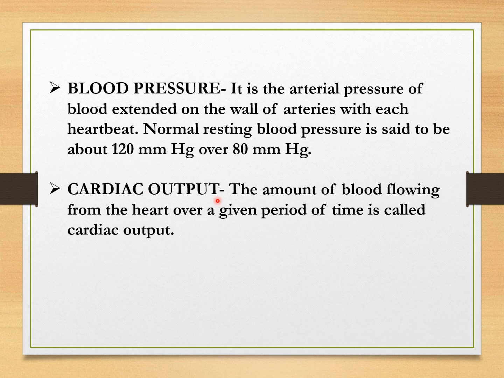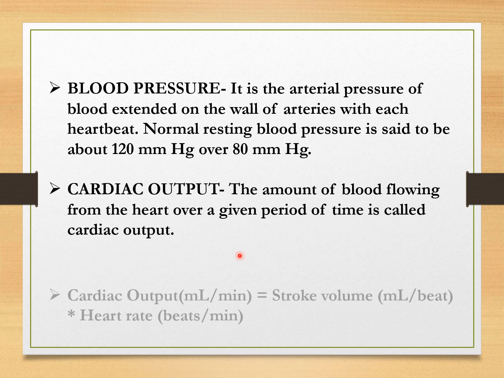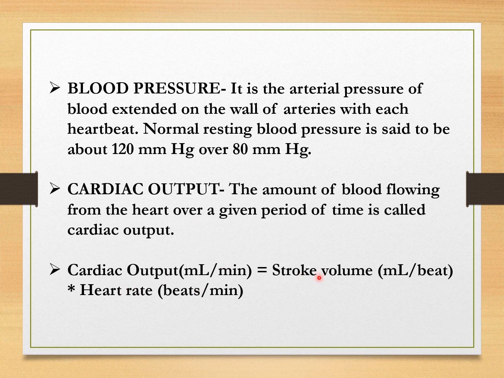Cardiac output is the amount of blood flowing from the heart over a given period of time. The cardiac output equals the stroke volume times the heart rate.